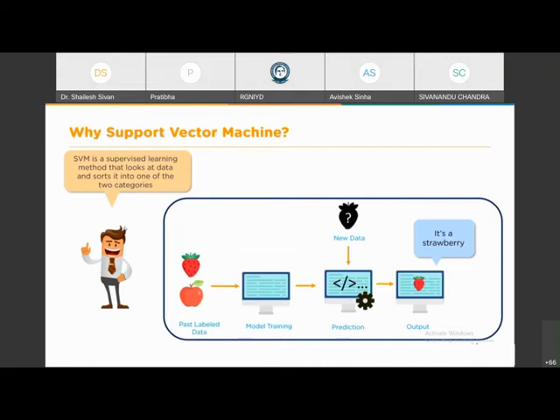So I am explaining the concept of support vector machine with binary classification, and it can be simply extended to multi-class problems. As you can see in the example, we have two different training data. One is labeled as strawberry and one is labeled as apple. After training the model, we will get a prediction model, and on giving unknown new data to the prediction model, it will be predicted as a strawberry or an apple according to the features given to it. This is exactly what is happening in support vector machine.